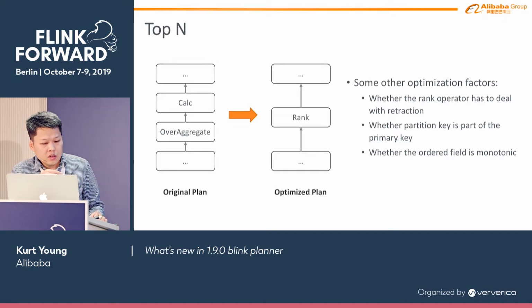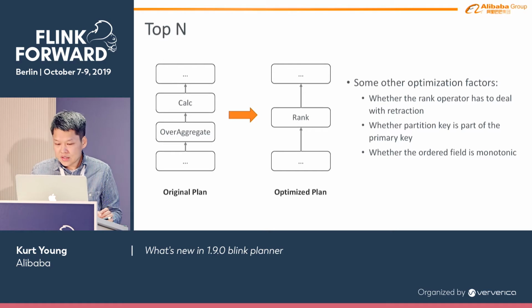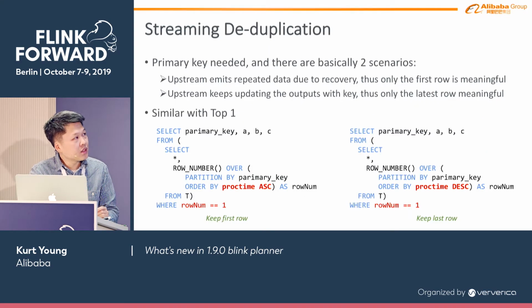Also, whether the order by field is monotonic can help us to improve the data structure and the operator logic around it. The interesting thing about top 3, or the top n operator, is that if we extend it a little bit, we can actually do another interesting thing in streaming. We call it streaming de-duplication. It's just like a top 1, right?